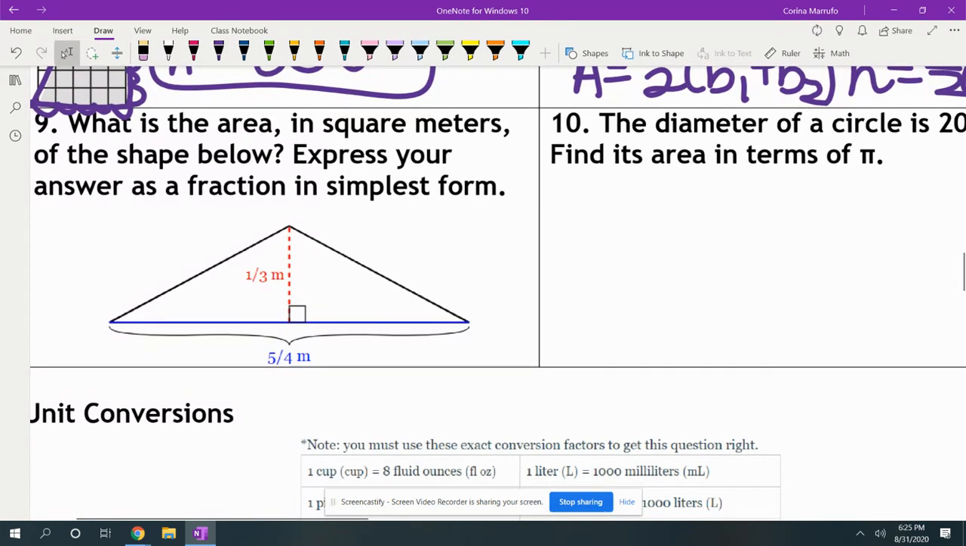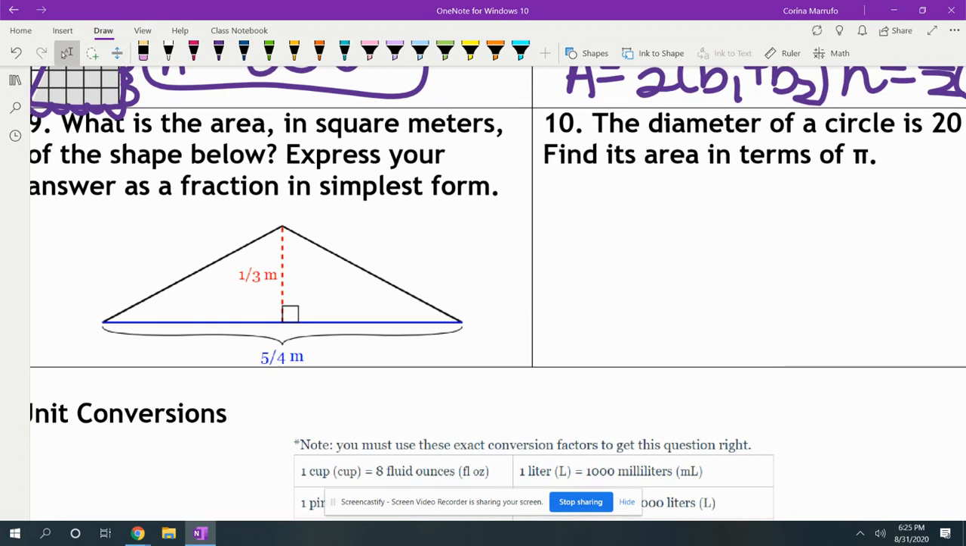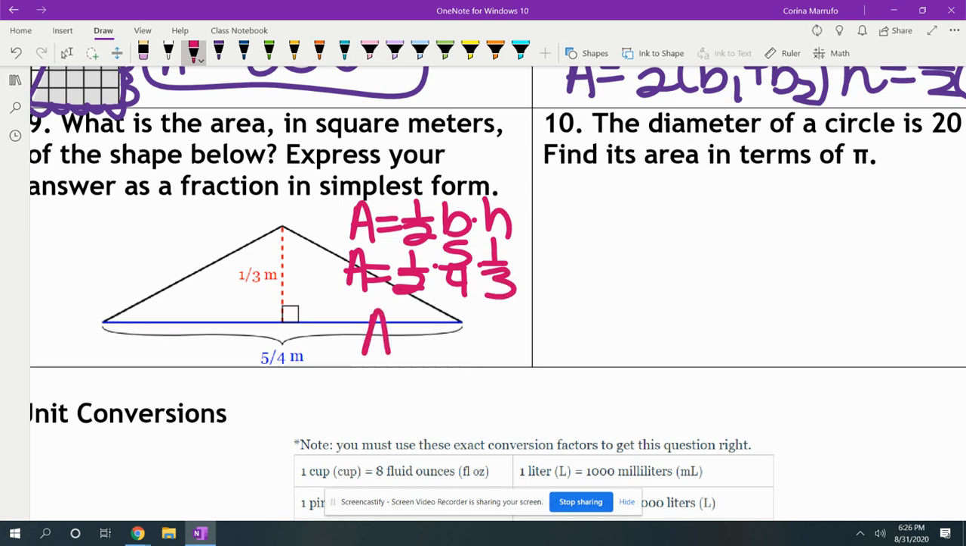All right, next, it says, what is the area in square meters of the shape below? Express your answer as a fraction in simplest form. So for this one, it's going to be area equals 1/2 base times height. So area equals 1/2. Our base is 5/4. Our height is 1/3. So we multiply the top ones.